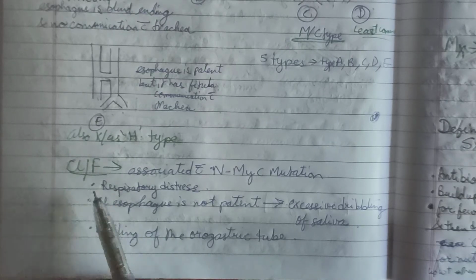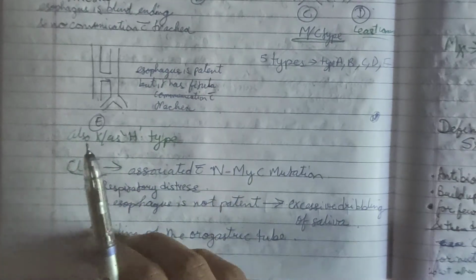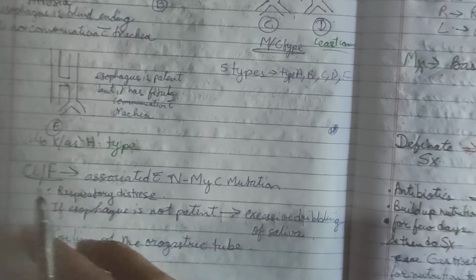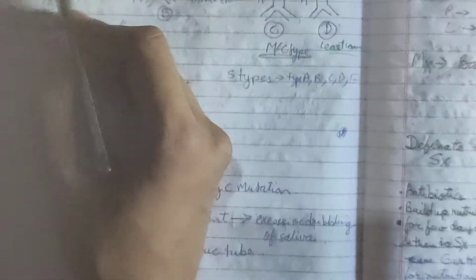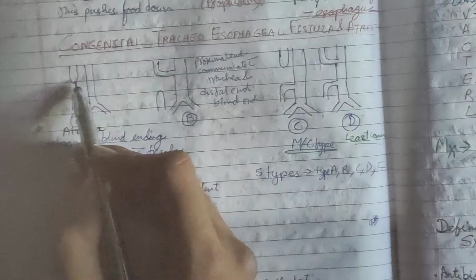Now let's learn about the clinical features of congenital tracheoesophageal fistula. It is associated with VACTERL anomalies. Clinical features are respiratory distress. If the esophagus is not patent, excessive dribbling of saliva occurs. Coiling of the orogastric tube occurs. If we put in an orogastric tube, it will coil over here.